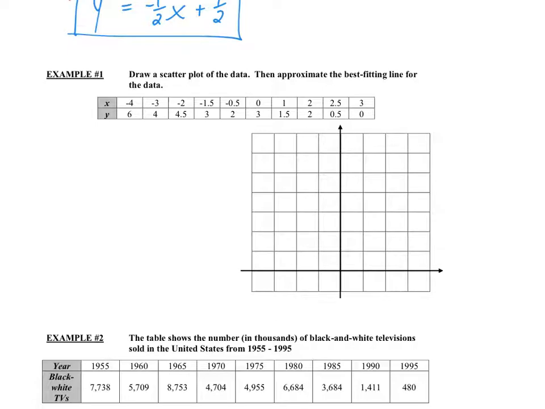So if we use the information in the table, draw a scatter plot of the data, then approximate the best fitting line for the data. So first we're going to graph these points. So -4, 6. -4, 6 would be the left 4 and up 6. Then -3, 4: to the left 3 and up 1, 2, 3, 4. -2 and then 4.5. So to the left 2 and then up 1, 2, 3, 4 and a half will be right about here.